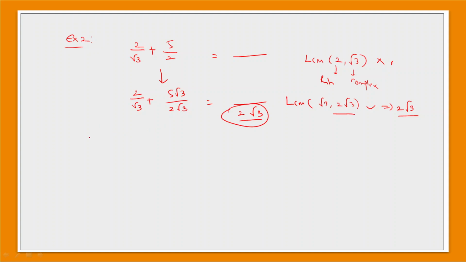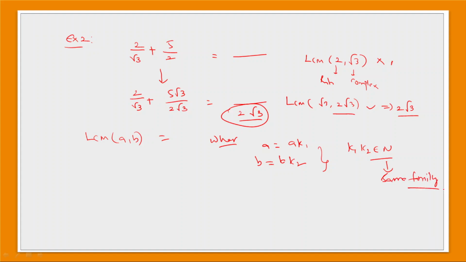So from this we can conclude one point here: the LCM of A comma B, where A equals a times k1 and B equals a times k2, and here k1 and k2 belong to natural numbers, that is the same family. Then only finding the LCM is possible for us. I hope you are clear with this basic point here.